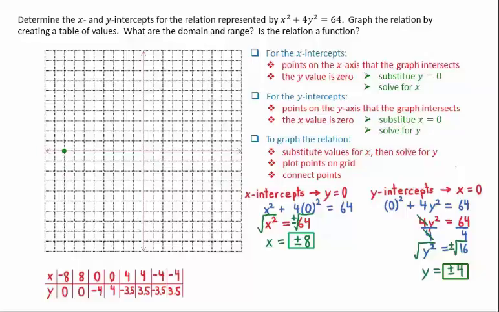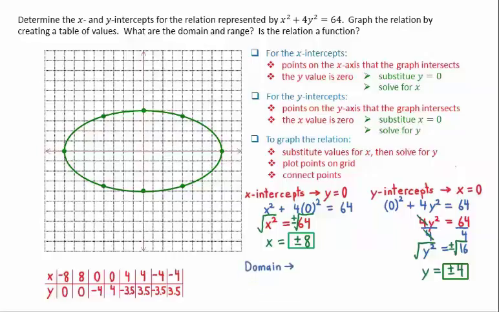Plotting all of these points onto our grid, first of all, our x-intercepts. Then we have our y-intercepts, and then all of our other points. And then we have a nice smooth curve connecting these points.